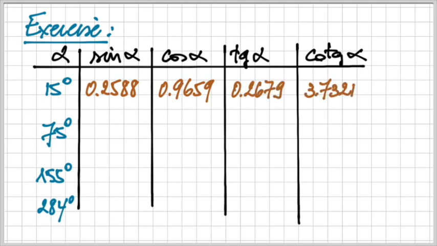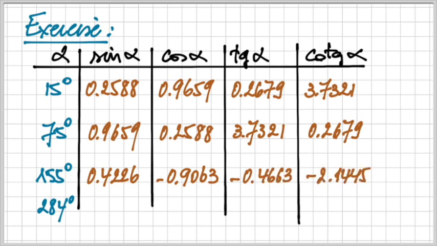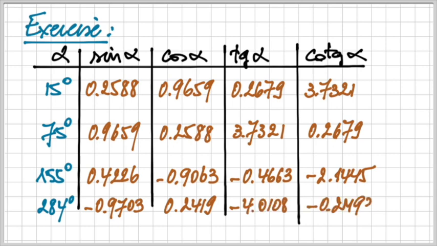So you see for 15 degrees, we find the sine of alpha is 0.2588, and so on. We do the same for the other angles, and we find the solutions for all these different angles. And you can see that the signs correspond with the quadrant in which we find those different angles.